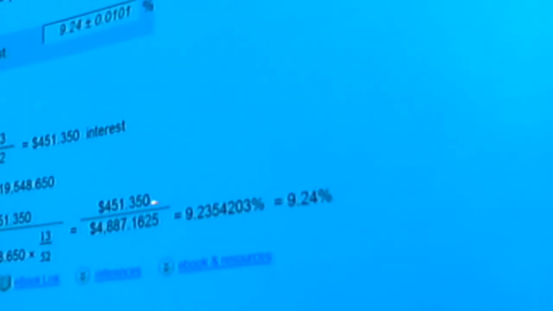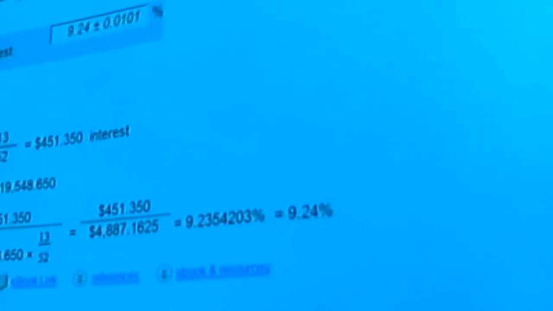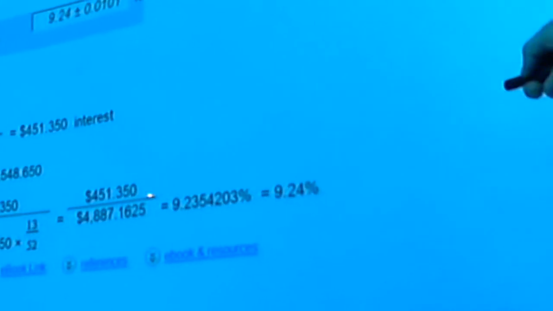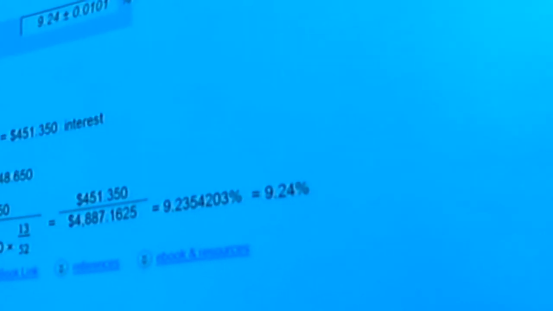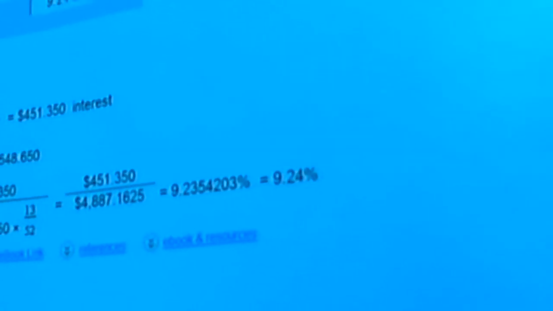451.350. Do you need that zero on the end there? No. I didn't get it on the calculator. You don't need it. We could add 2 zeros, 3 zeros, 4 zeros. If it's at the end, you could just wipe them all off. Now, if it's in the middle somewhere, you can't do that. Only if it's on the end.